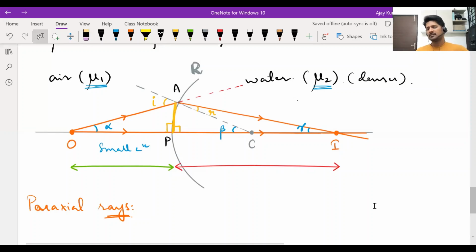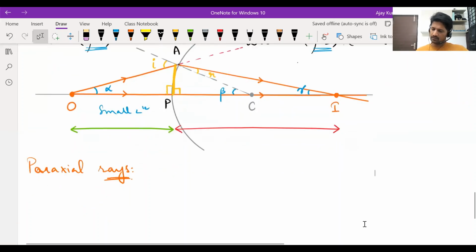Fine. So as I said, what is our aim? To relate object distance, image distance, and the radius. So we have to relate OP, PC, and PI. Again, we'll make use of properties of triangles. What else can we do? If you can find a relation between alpha, beta, and gamma, then you can relate OP, PC, and PI. Can any of you tell me how alpha, beta, gamma can be related?